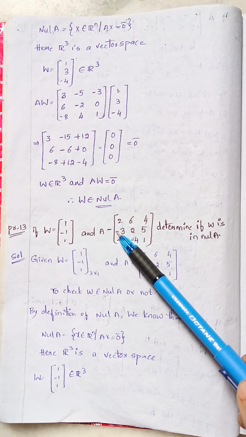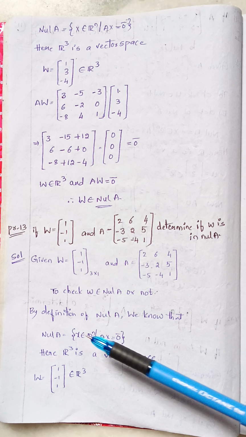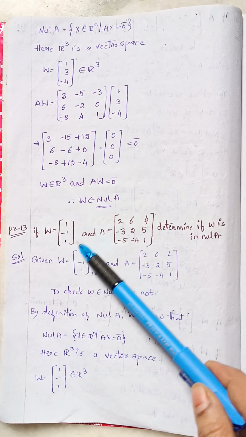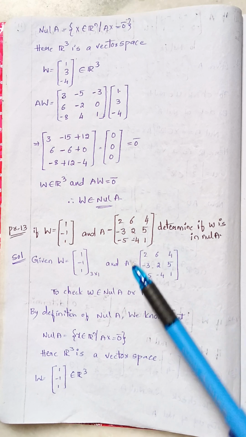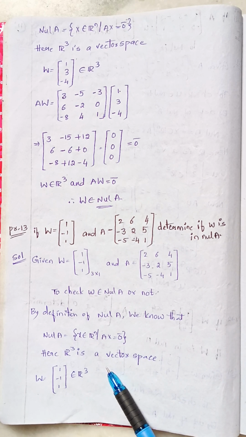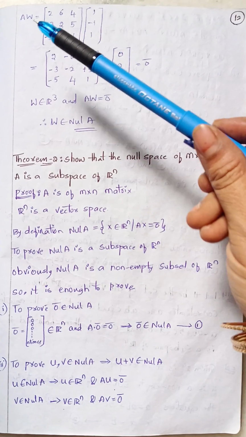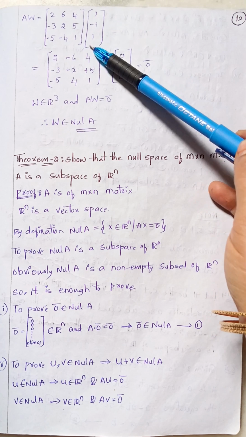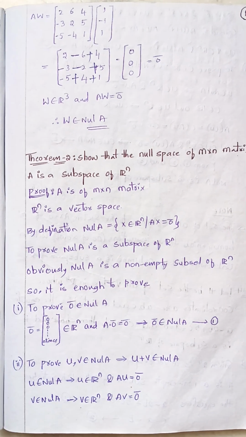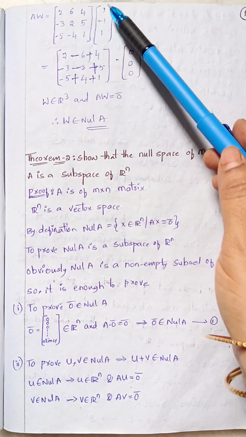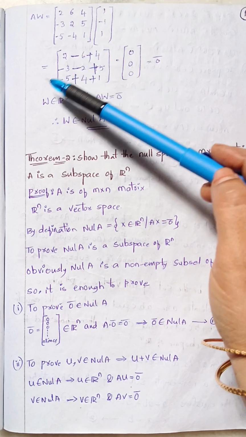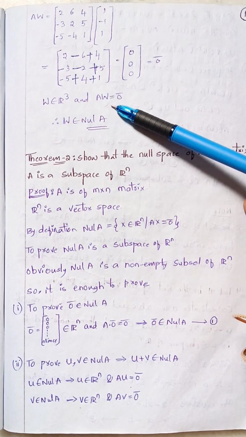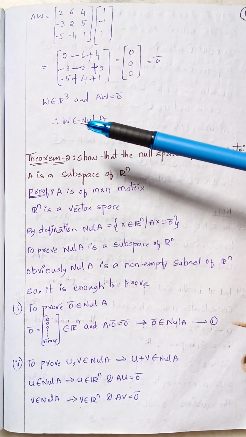Similarly, we can do the same for W, A are given. To check, follow the same process and write the definition. W obviously has 3 entries, which is equal to the number of columns, so it belongs to R3. Also A into W, when you are taking first row into column, second row into column, third row into column, then 0. So W belongs to R3, AW equal to 0 bar, so W belongs to null A by definition.